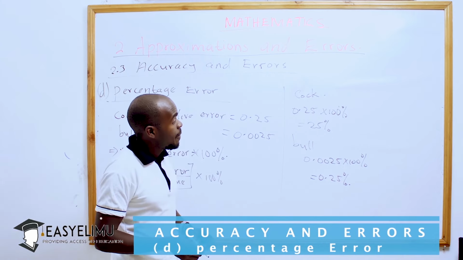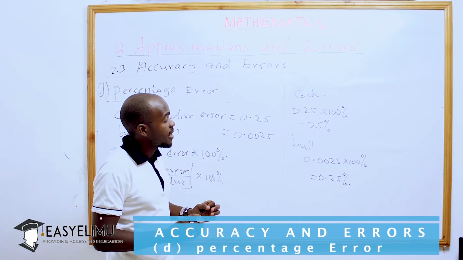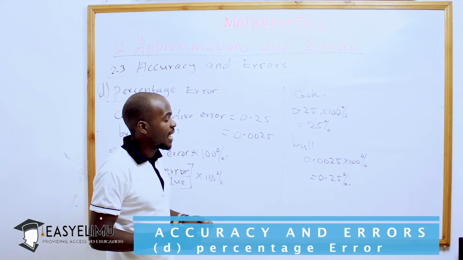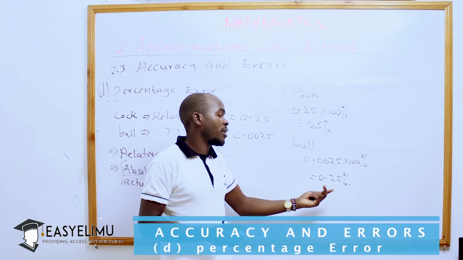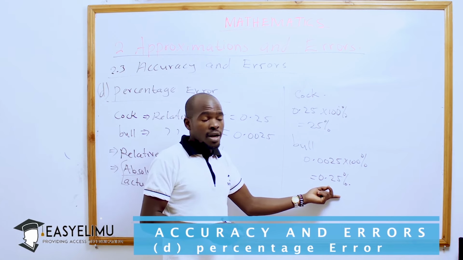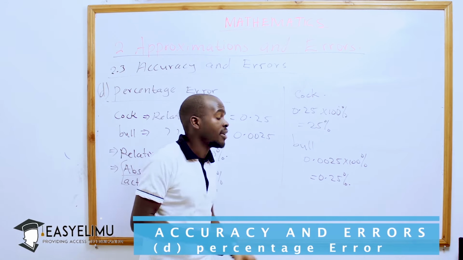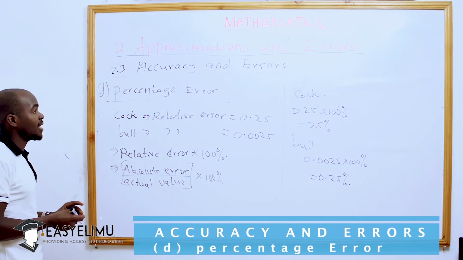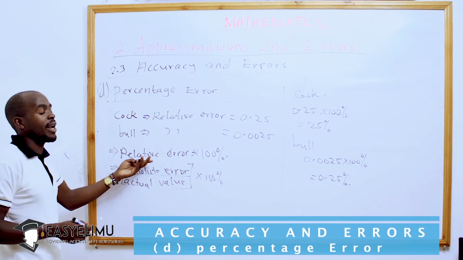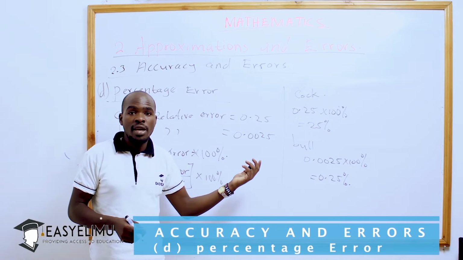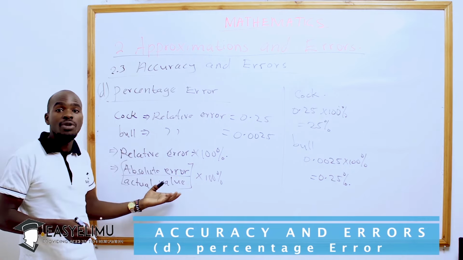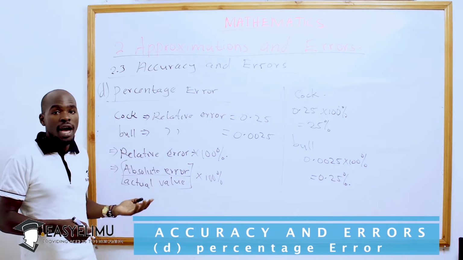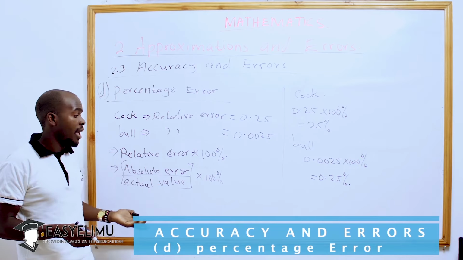So those things that have a high percentage error, like that one, are less reliable compared to those with a small percentage error. So we can say to find the percentage error, we just take the relative error and multiply by 100%. But remember how to find relative error: you just take the absolute error over the actual value, and that is how you find relative error.